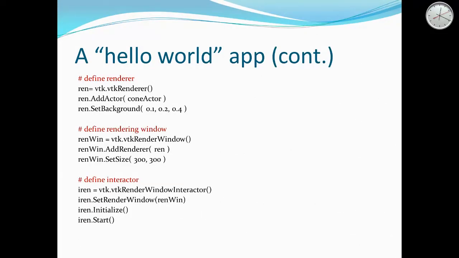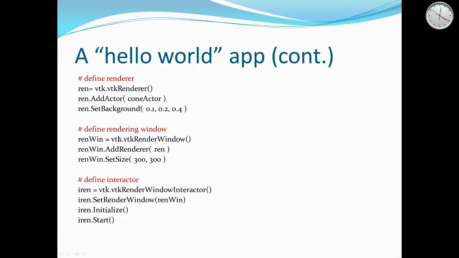After that, you need to create a renderer. The renderer is a representation of the whole 3D scene. It defines things like a camera and the light sources, and also a bunch of actors. You can also define the viewport and the color of the background. So here you can see I add the previously created actor to the renderer.